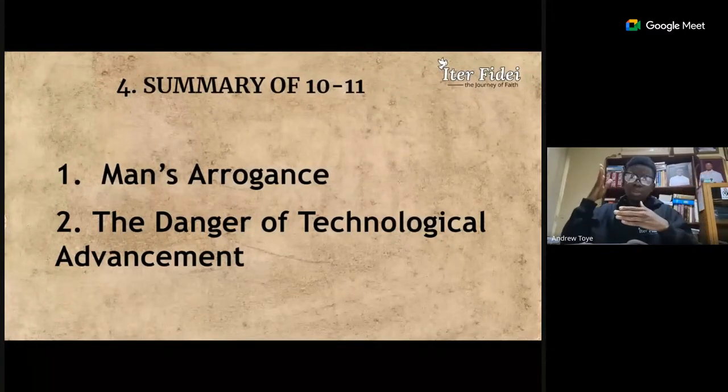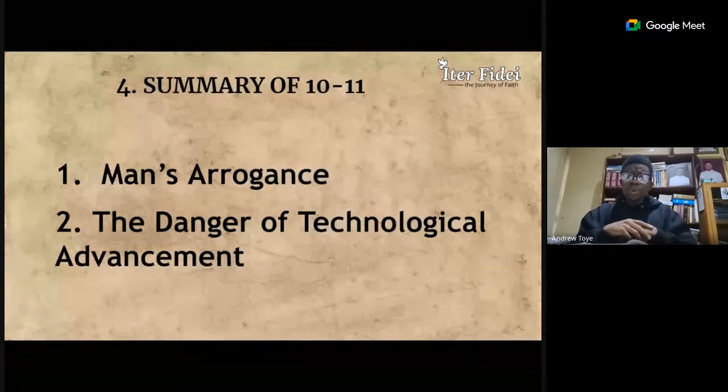And man will head for damnation, for destruction. "Come, let us make bricks and build for ourselves a city and a tower." When technology reaches a point where man no longer feels the need for God, he is heading for doom.